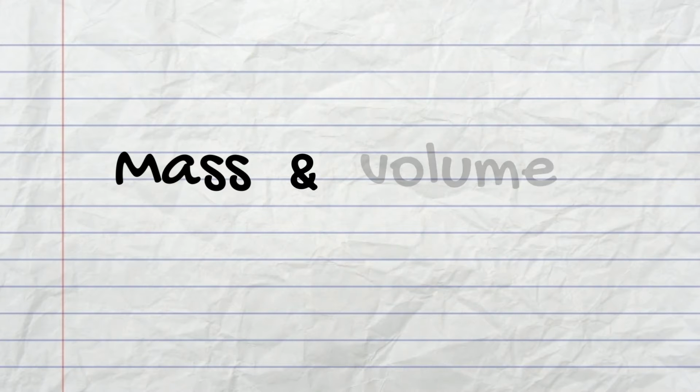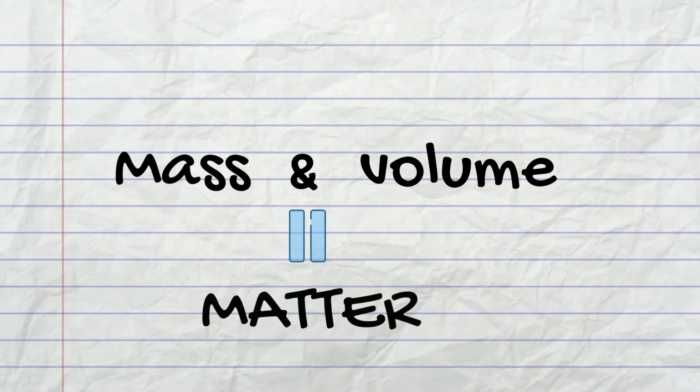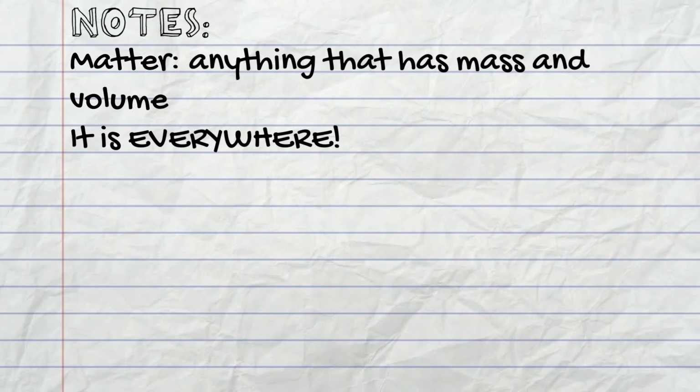So what do all of these objects have in common? They all have mass and volume, which is the definition of matter. Matter is anything that has mass and volume, and it is everywhere. When I mean everywhere, it is everywhere. You're composed of matter, your mom is composed of matter, your desk, your chair, the building you're in, the air around you, everything is matter.